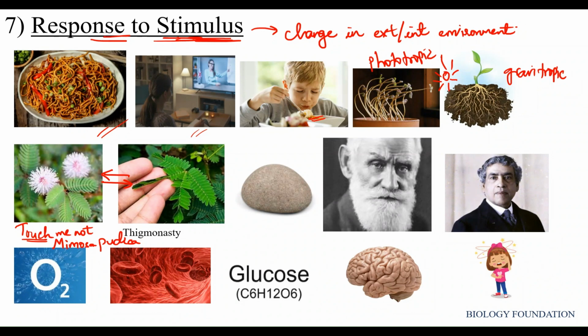If no one is touching the leaves, they're completely open. But if someone touches the leaves, immediately the leaves droop. Okay. And again, once you remove your hand from the leaves, they come back where the leaves are quite open. Now this movement where the leaves droop because of your touch is known as thigmonasty.